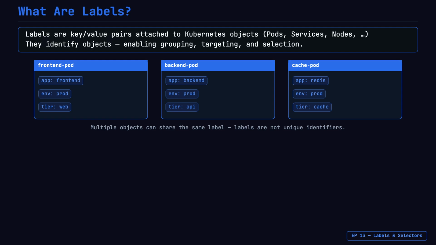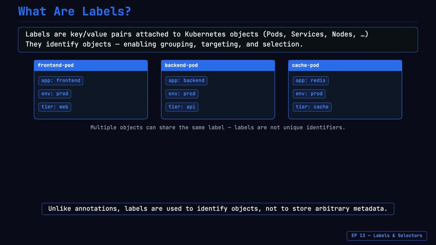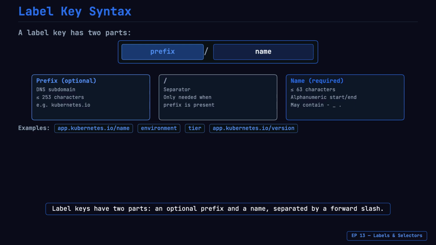Unlike annotations, labels are used to identify objects, not to store arbitrary metadata. Labels are attached to objects at creation time and can be added or modified at any time. Label keys have two parts, an optional prefix and a name, separated by a /. The name must be 63 characters or fewer, starting and ending with an alphanumeric character. The prefix, if given, must be a valid DNS subdomain of at most 253 characters.